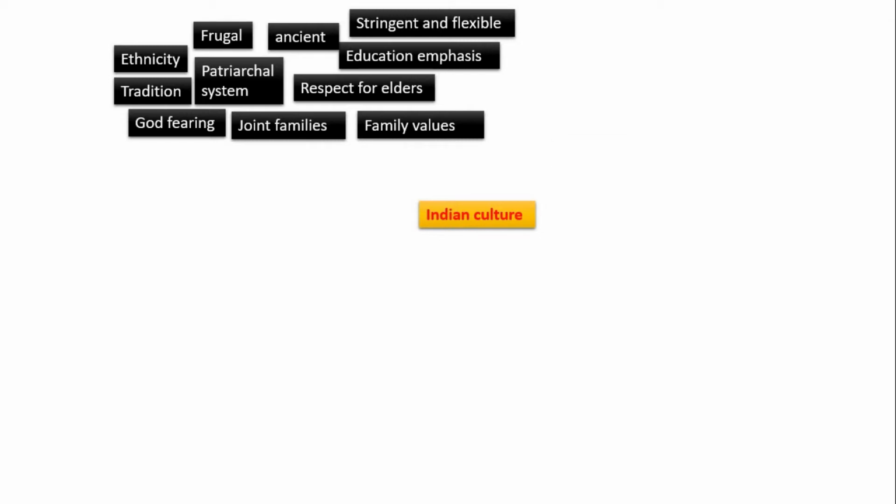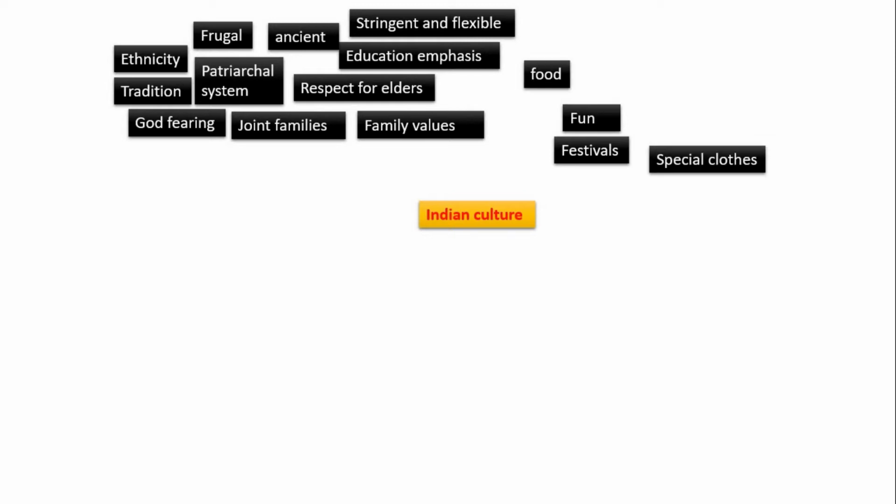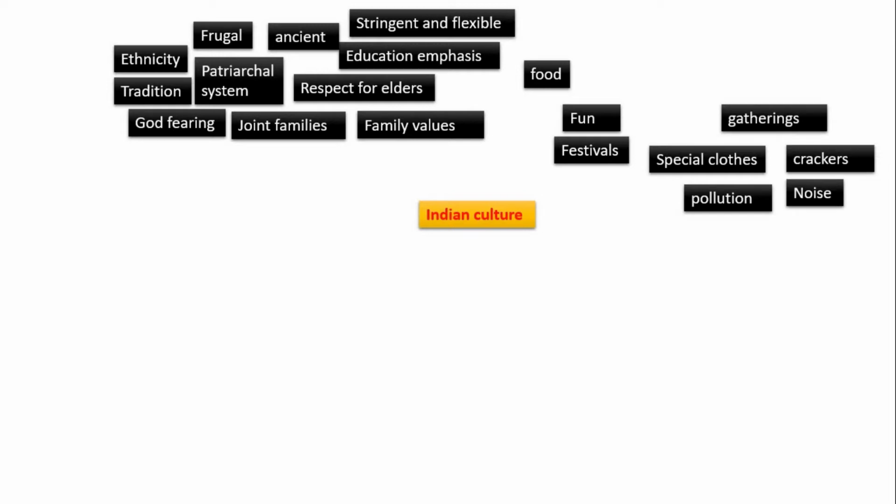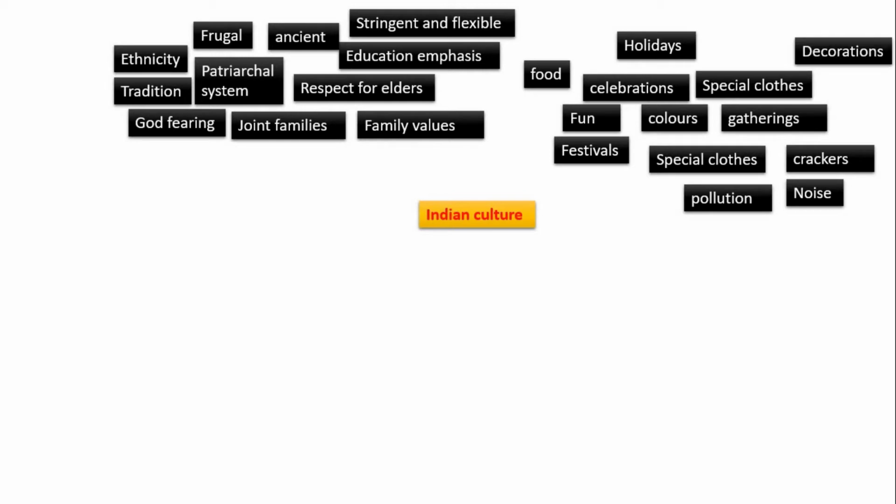Then if we look at festivals, ideas like fun and special food, special clothes, pollution, there are crackers and a lot of noise, there are gatherings, there is crowd, there are so many colors, there is a celebration going on. Then we get holidays when there are festivals, we get special clothes. And then decoration. For all festivals we decorate our houses, and yes, we need to take a bath on every festival, so that is again a mandatory thing.